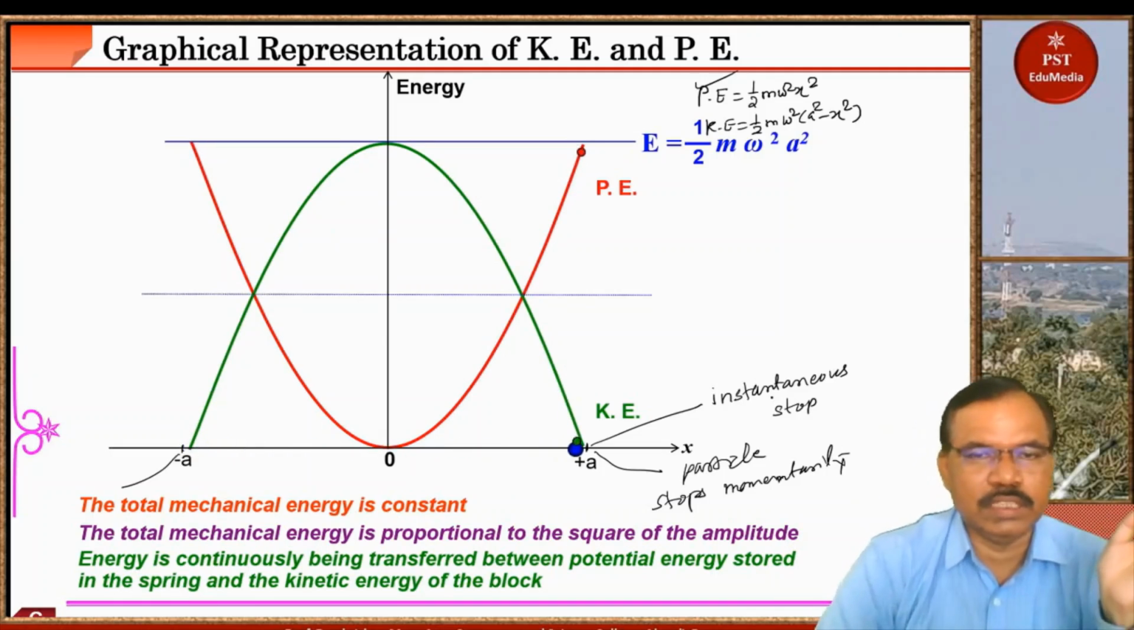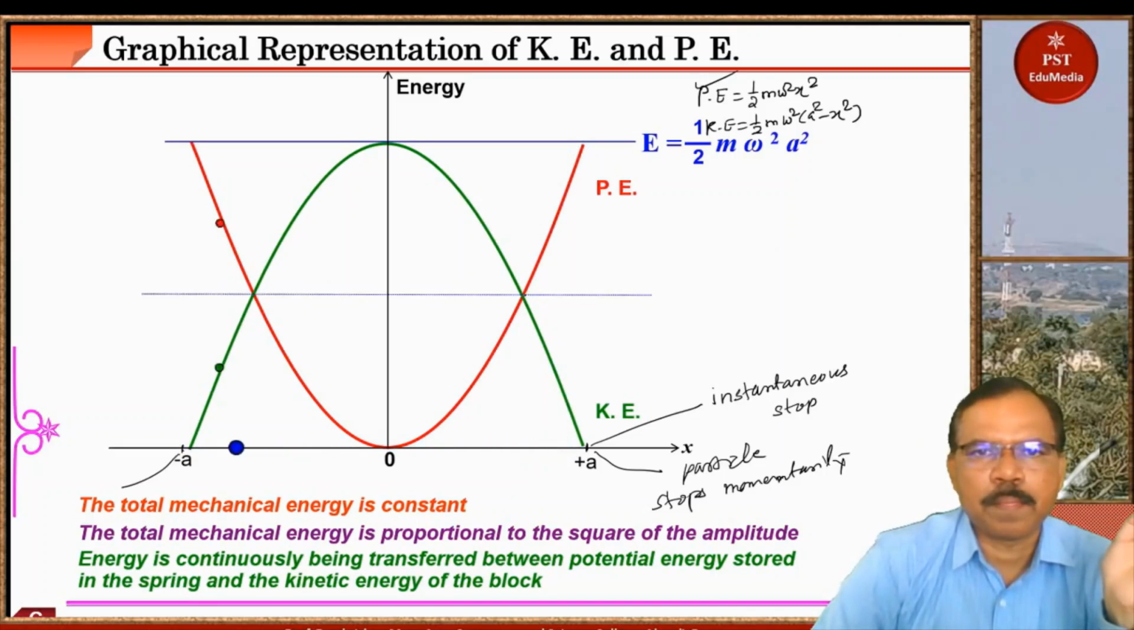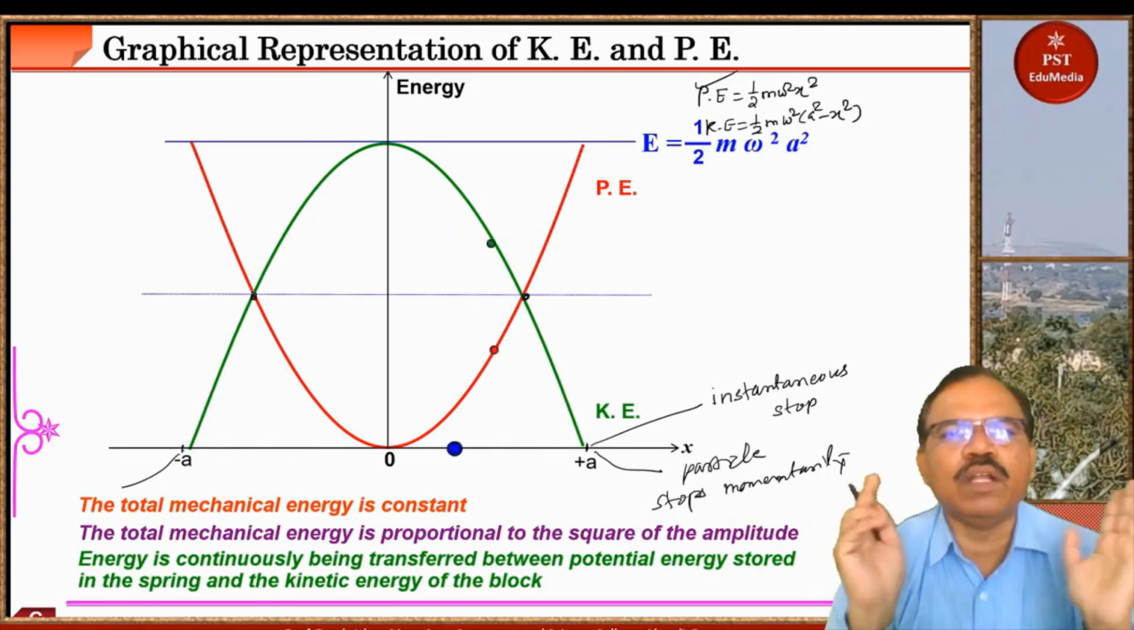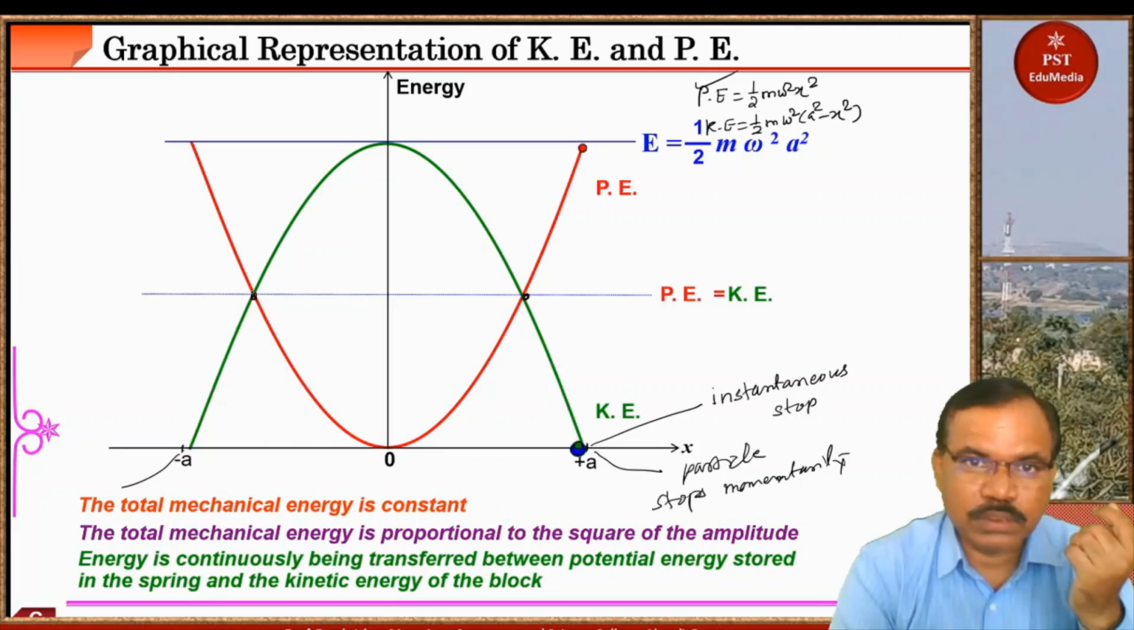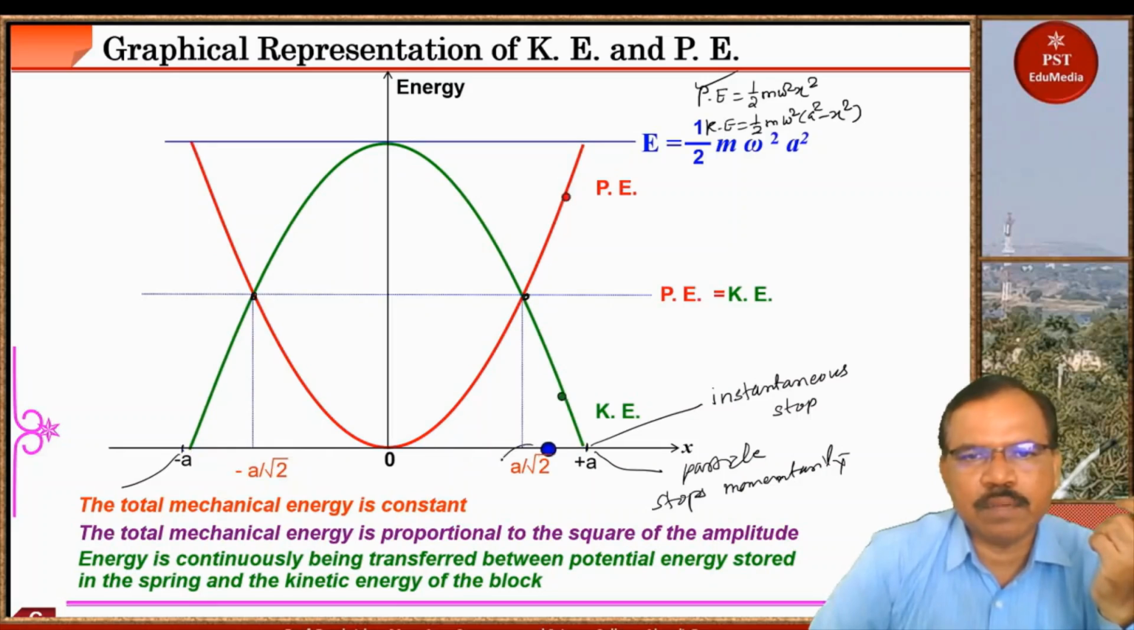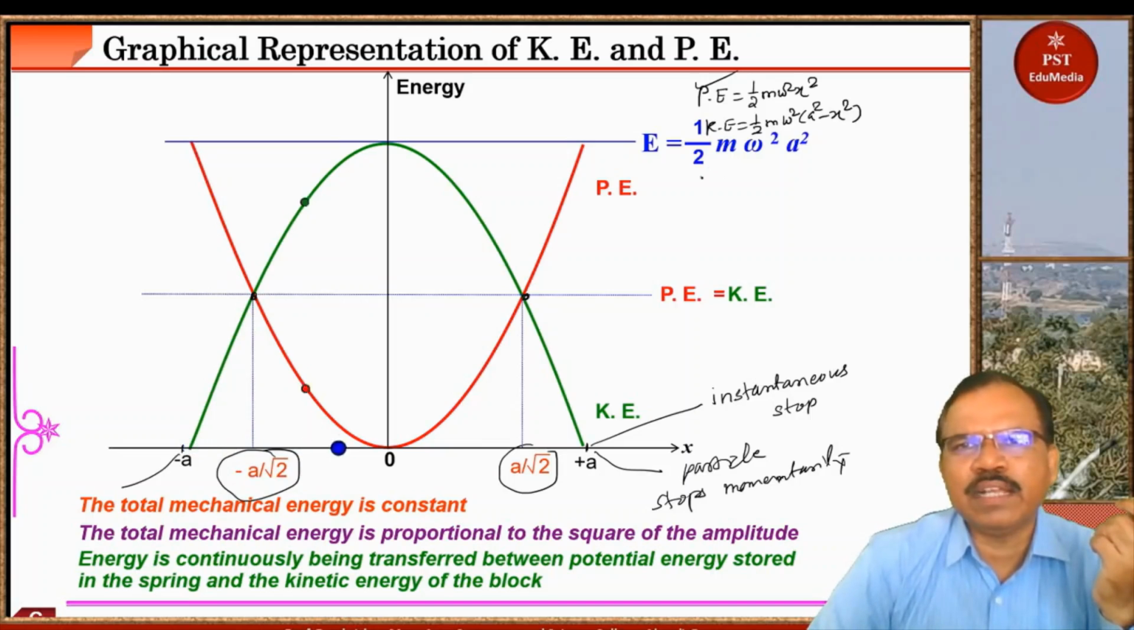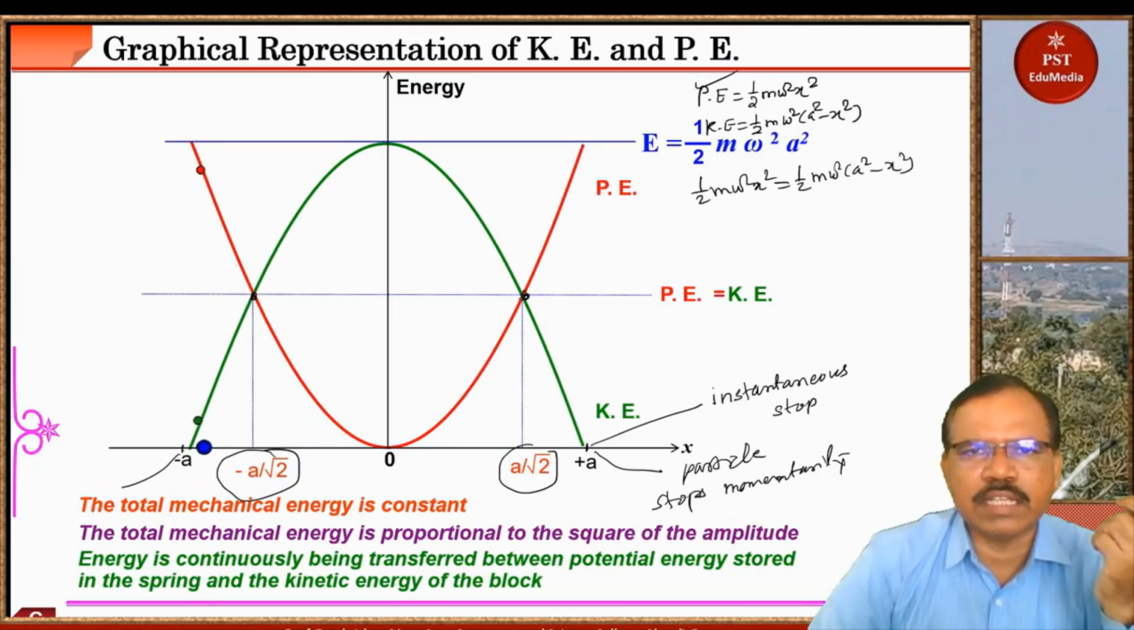So at some position along the path, your kinetic energy will be equal to potential energy. And what is that position? We can get that position here, and it comes out to be a upon root 2 or minus a upon root 2. You simply take 1 half m omega square x square is equal to 1 half m omega square into a square minus x square, because they are equal at these two positions.